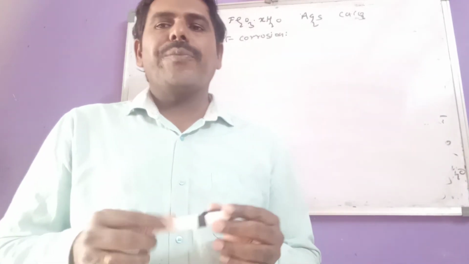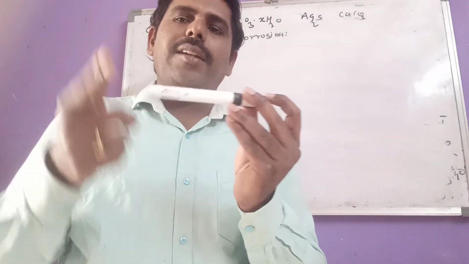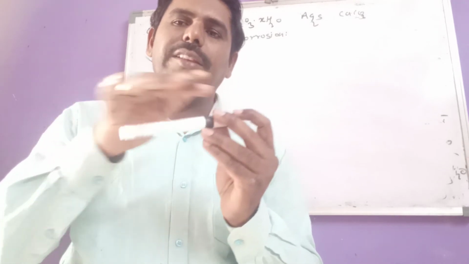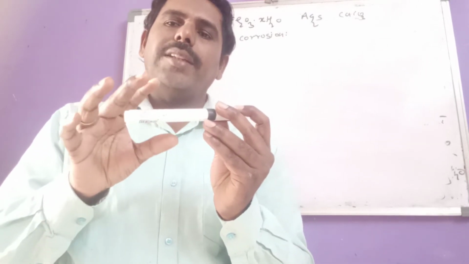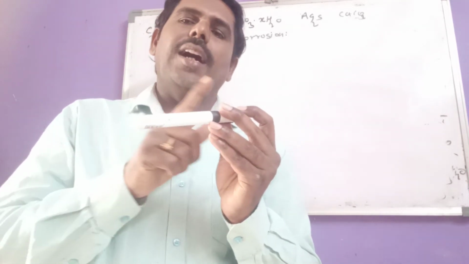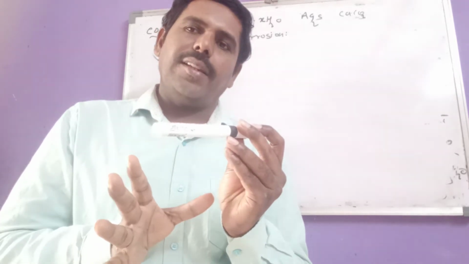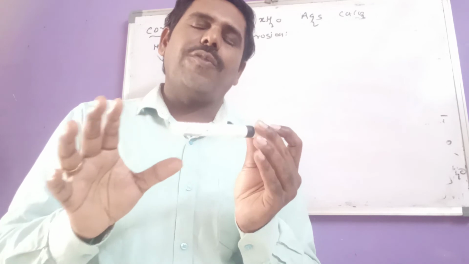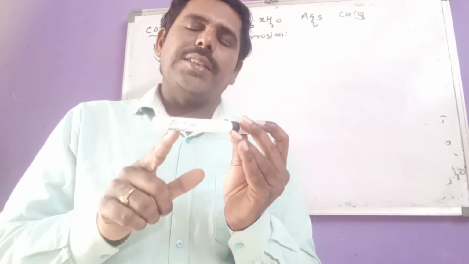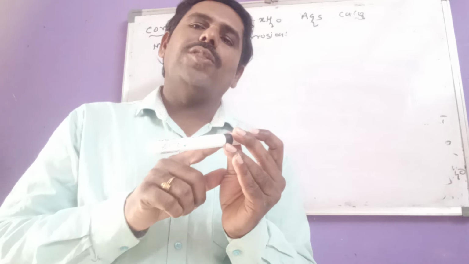I repeat again, if the environmental conditions are favorable for the formation of a galvanic cell within the metal rod, one part acts as the anode and the other part acts as the cathode. Then only can we expect the formation of a galvanic cell. So half of the metal part acts as the anode and half acts as the cathode.